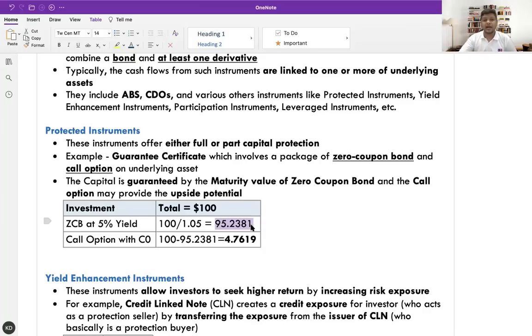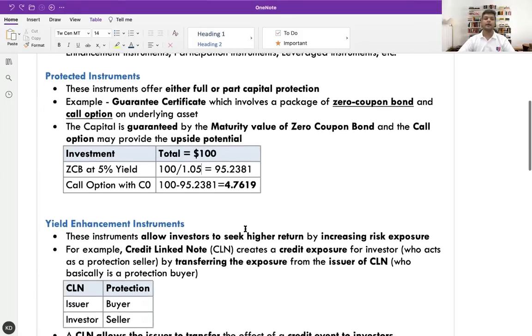Yes. In fact, if you don't want to invest in a government bond, you can probably invest in a good corporate bond, which offers you, let's say, 7% yield. In such a case, your amount of investment in the call option would be increased. So you'll have more money to invest in the call option. You can do that as well. Clear? Just be careful about managing the risk. Otherwise, this is a very lucrative way of making money.